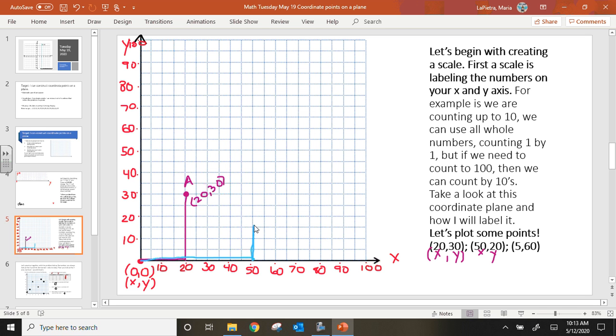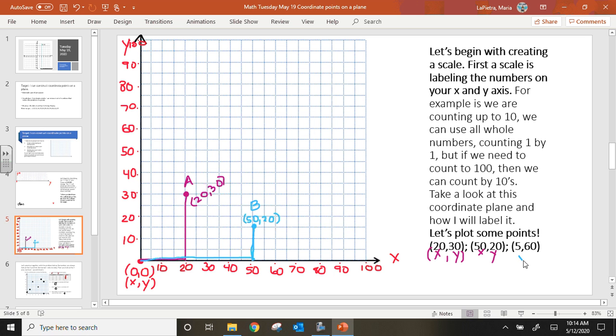Right here, that's my 50. I went over to 50 and up to 20. Over and up, over and up. X and Y, X and Y. Let's label that one B. And let's do this last one.